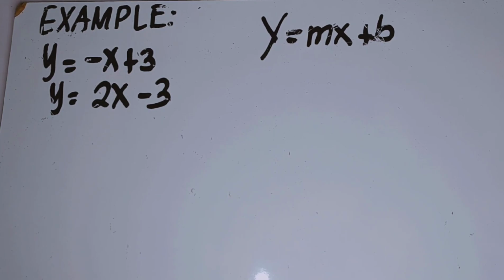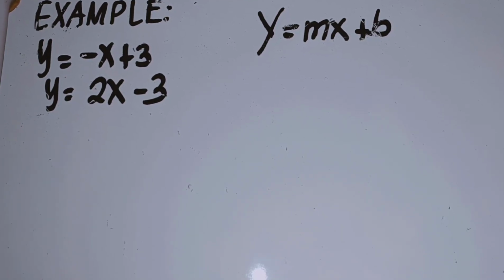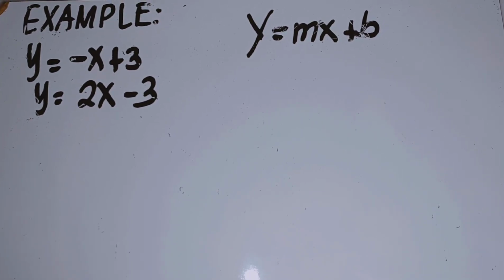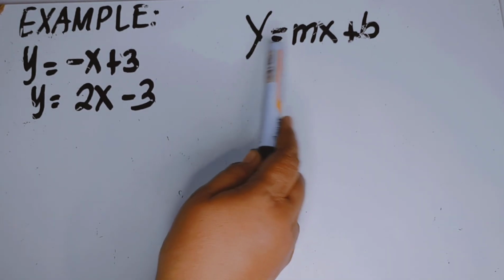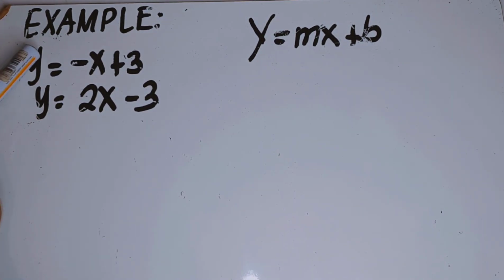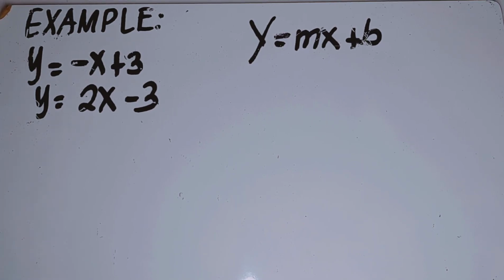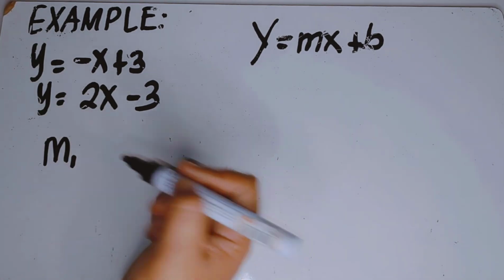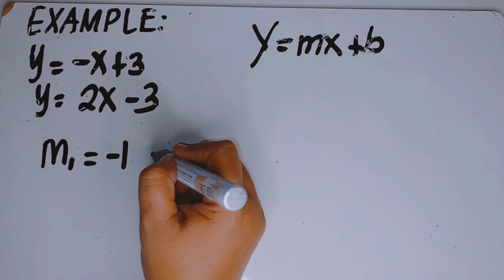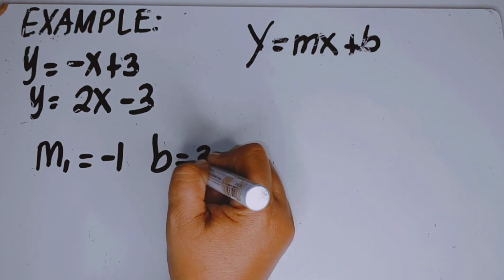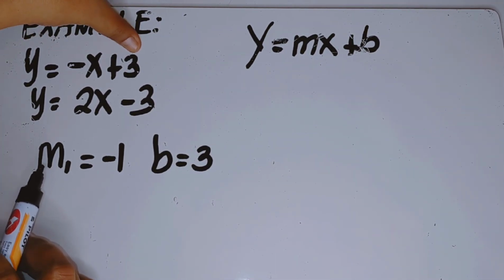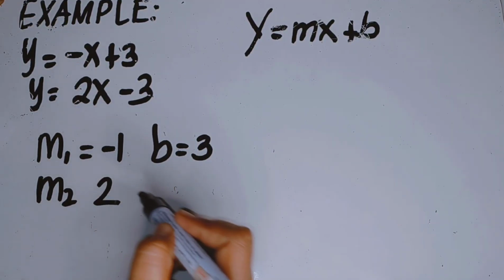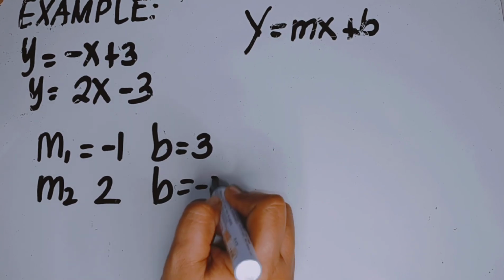Okay, let us try this example. The first equation is y equals negative x plus 3 and the second equation is y equals 2x minus 3. So, kailangan pa rin natin gawin y equals mx plus b. Pero kung titingnan nyo ang dalawang equation, naka-format na siya as y equals mx plus b. So, kukunin na lang natin ang slope. Sa first equation, ang slope is negative 1 and the y-intercept is positive 3. Sa second equation naman, ang slope niya is positive 2 and the y-intercept is negative 3.